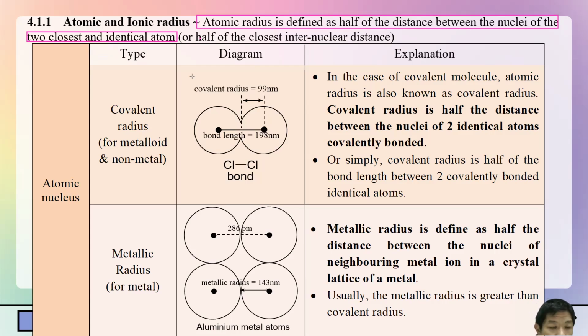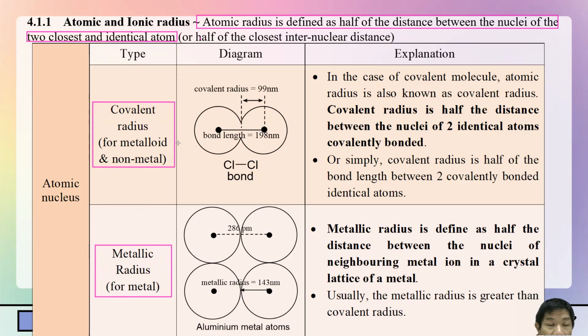In atomic radius, we can generally divide it into two types: covalent radius, which is possessed by most of the metalloids and non-metals, and metallic radius for metals. So how do we measure the covalent radius and the metallic radius? In a covalently bonded molecule, some of the molecules are polyatomic molecules, such as chlorine, fluorine, and bromine.